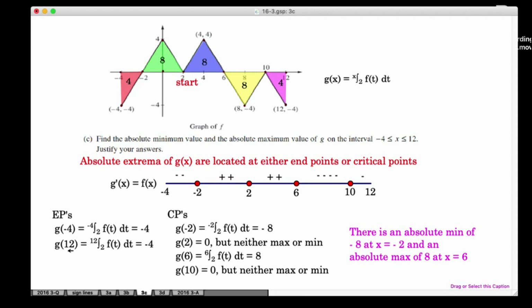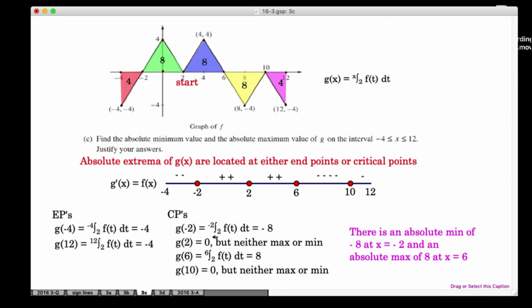If I want the other endpoint, g of 12, that means I'm starting at 2 and integrating to 12. So I'm going in this direction. As I'm moving along, this is +8 over here. Now all these are negatives, so I have +8 and then a -8. So I'm back to 0. And now the rest of this is -4. So the integral from 2 to 12 is -4. Not hard to do, you just have to be careful and not make any mistakes.